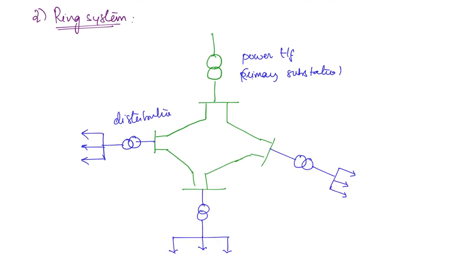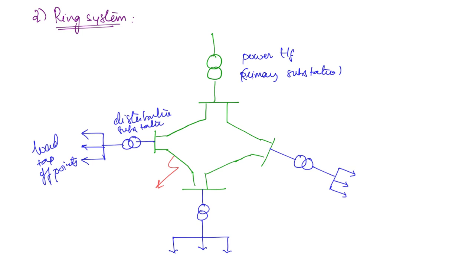So this is the distribution substation and the load tap off points. What is happening here? The main feeders coming from the primary substation are all forming a closed ring type system. What will happen in this case? Let us say there is a fault at this point. And what is going to happen?